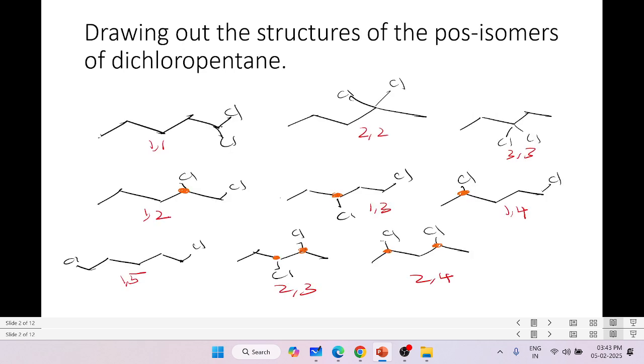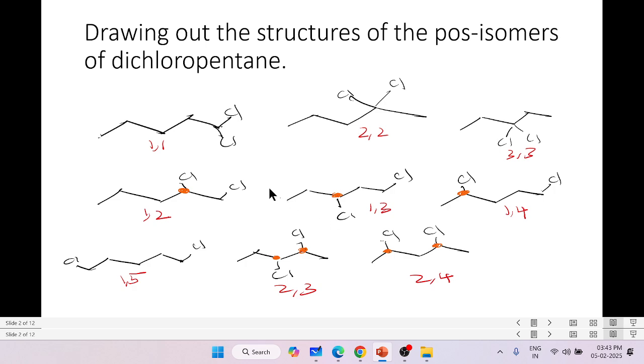So when we look at this molecule dichloropentane, this is a pentane molecule with two of the hydrogens substituted by chlorine atoms. Now the chlorine atoms can do the substitution on the same carbon or on different carbons. So these are the possible isomers we get this way. I'm only talking about the position and not the stereoisomer.